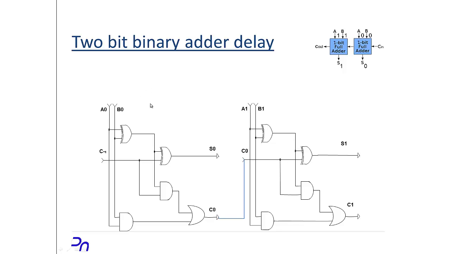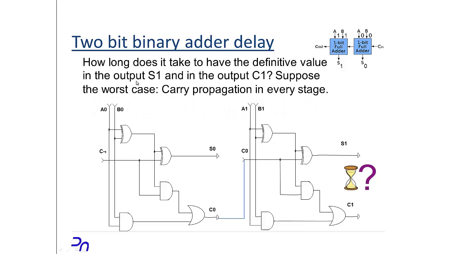Okay, and now a question. How long does it take to have the definitive value in the output S1 and carry 1 when we have a 2-bit binary adder delay? Okay, think about it.